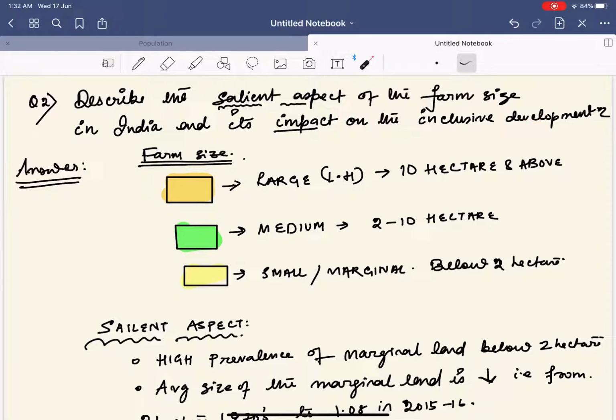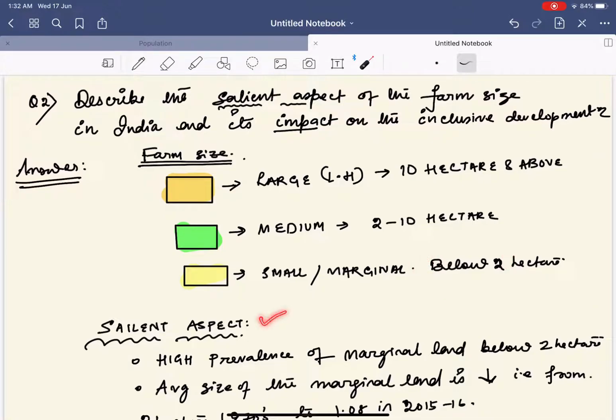development. Now, what happened is that most of you did not understand the question, and as a result you just wrote whatever came to your mind. The first and foremost thing was the introduction about farm size. Farm size in India can be classified into large, medium and small. This is your basic intro, and that should have been mentioned. Large farms are above 10 hectares, medium is from 2 to 10, and small is below 2.